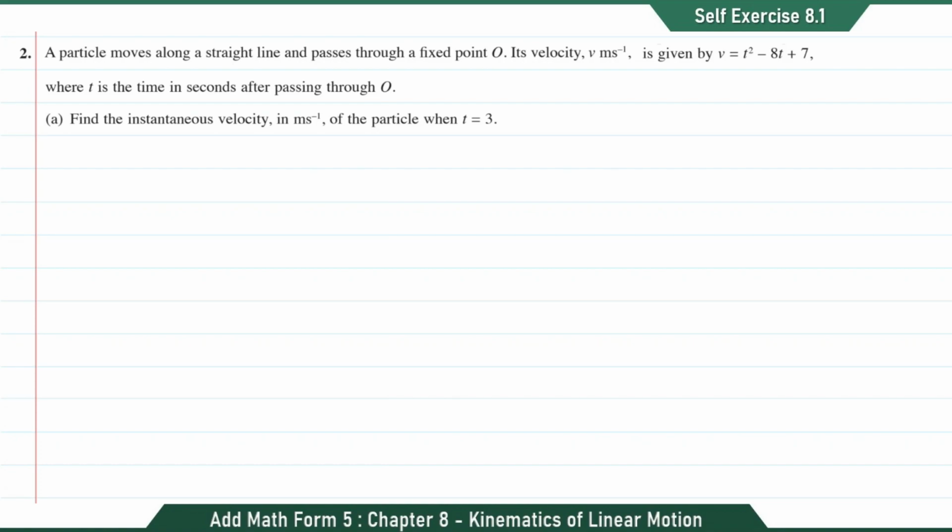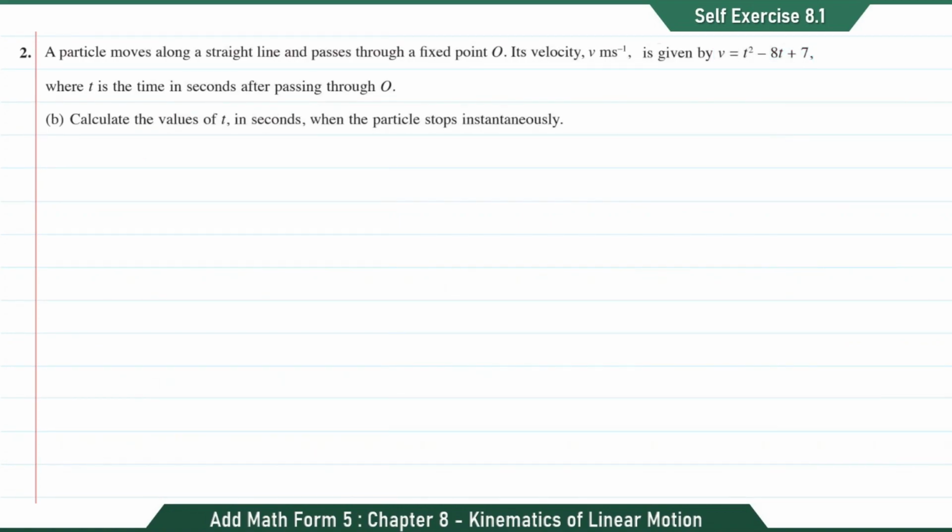To find the instantaneous velocity, we just need to substitute the time given into the equation of the velocity. So for (a), velocity v equals 3 squared minus 8 times 3 plus 7, which is equal to 9 minus 24 plus 7, which is equal to negative 8.